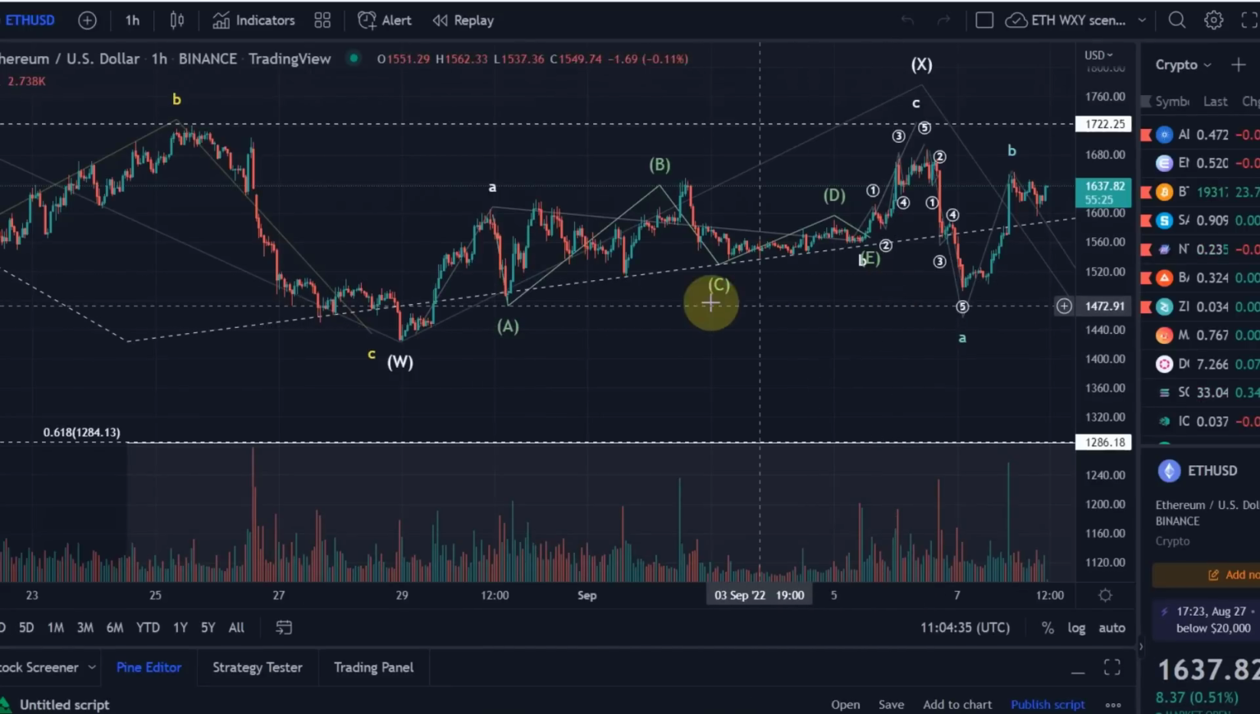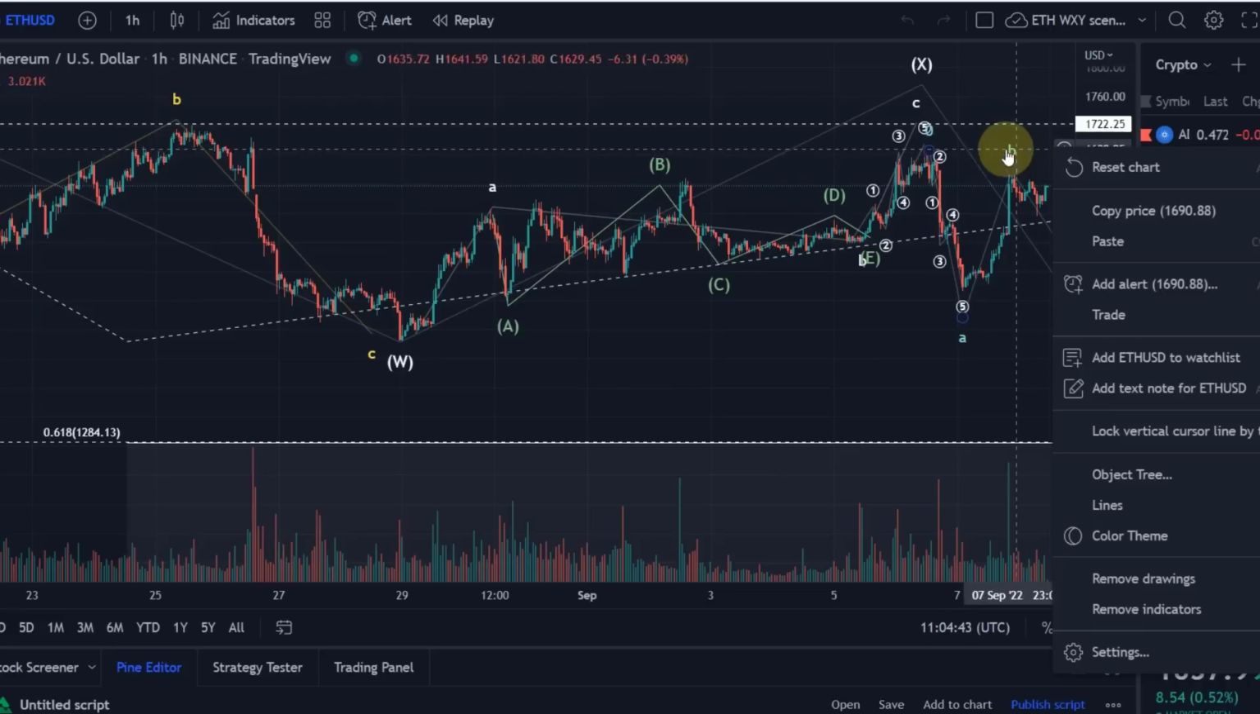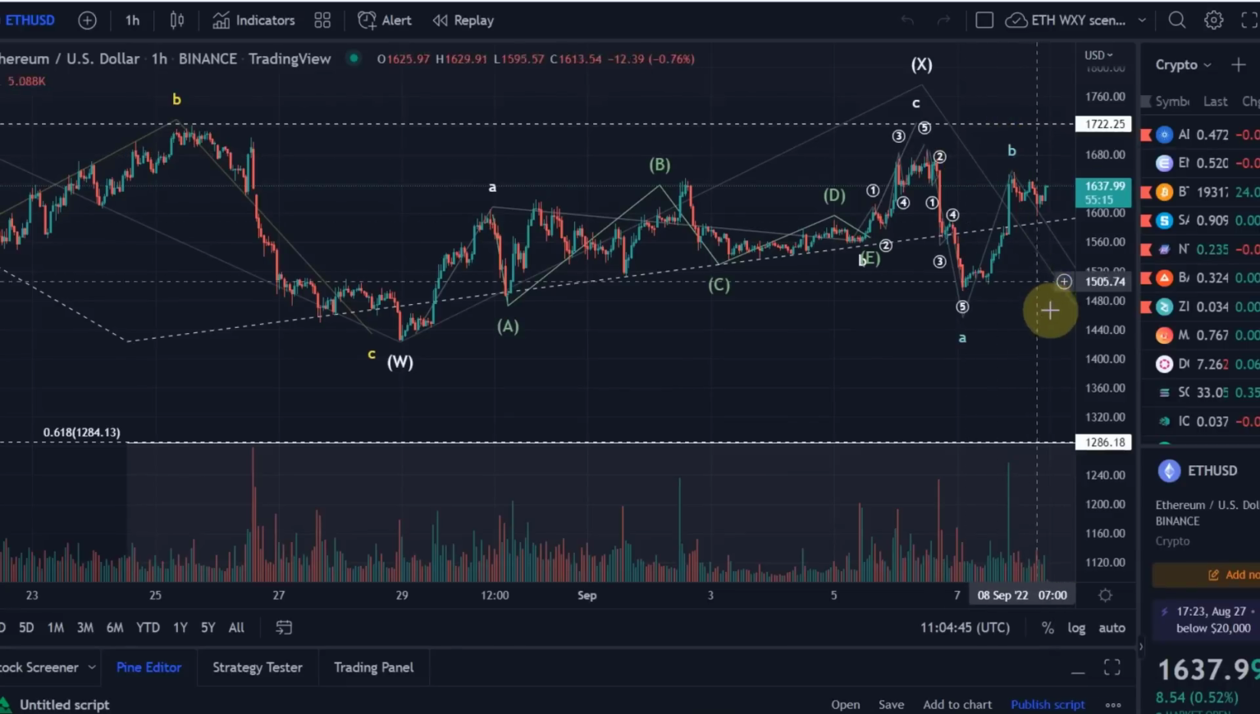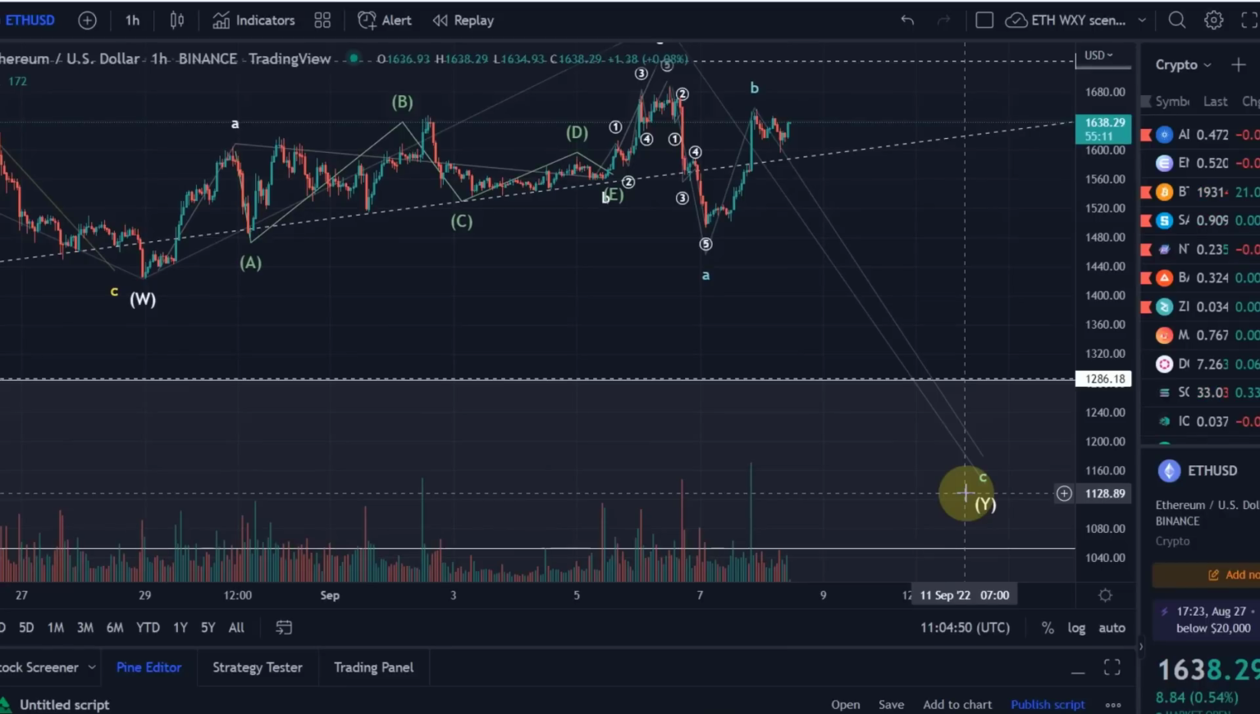But in this scenario, we would not expect another move up. And we should stay below 1685, 1687. So the previous swing high, we should stay below that and then would move down now impulsively in a 5-wave move. So these are the areas that need to work out.